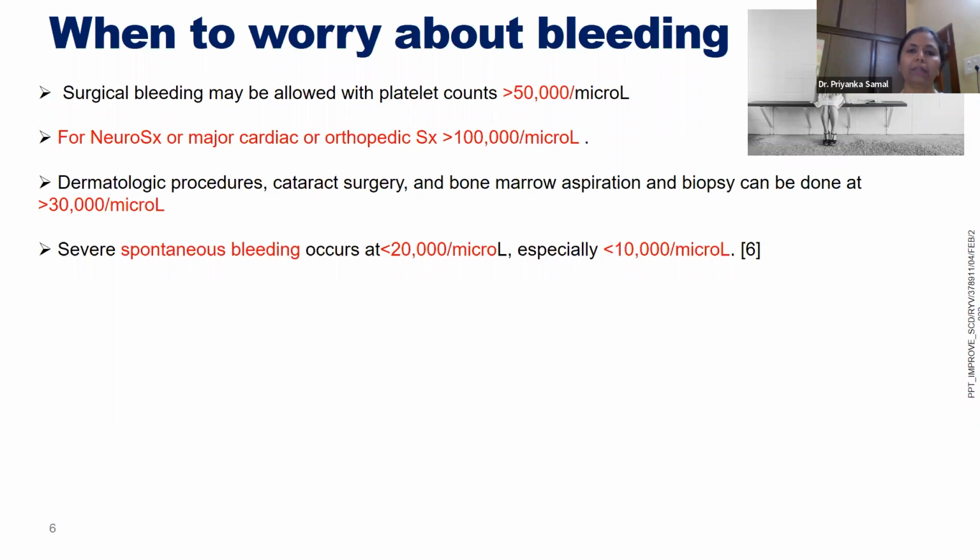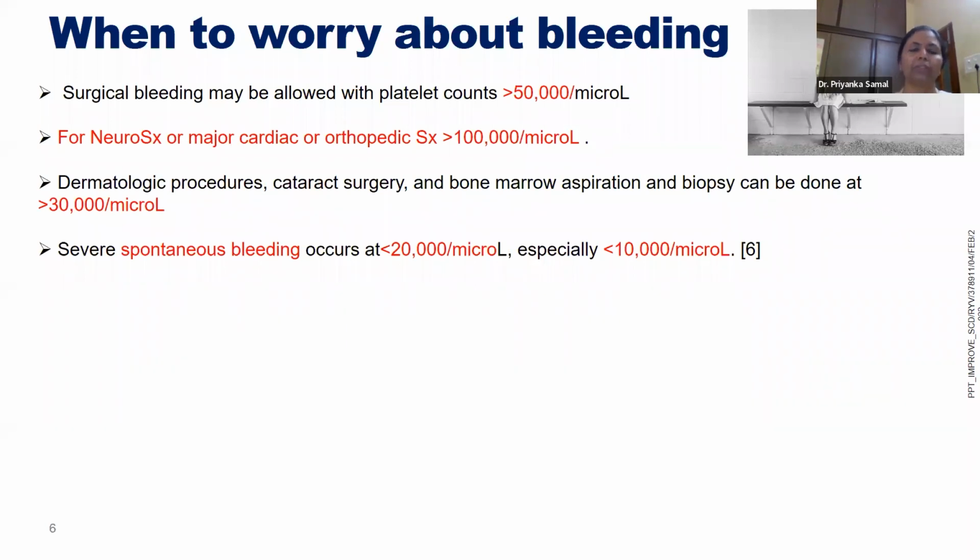So more important is, whenever as a hematologist you are practicing, you will get a referral from the surgery department that this patient has a platelet count of 80,000 and we need a clearance for the surgery. Sometimes it is an immediate surgery, sometimes it is an elective surgery. So there are different circumstances where you can wait or you can allow the patient to be taken up for the procedure.